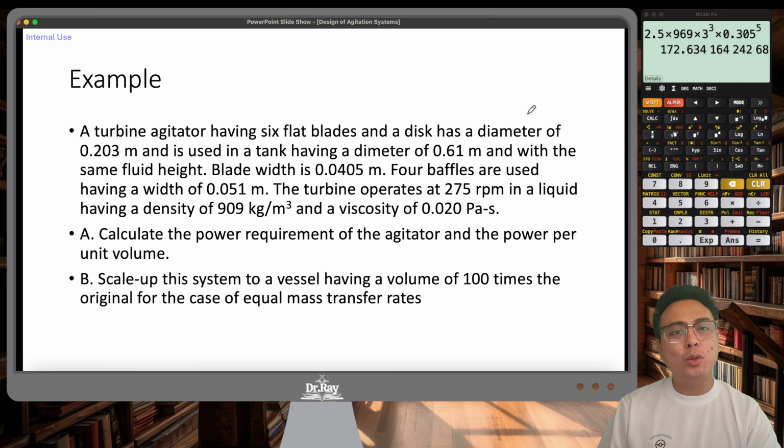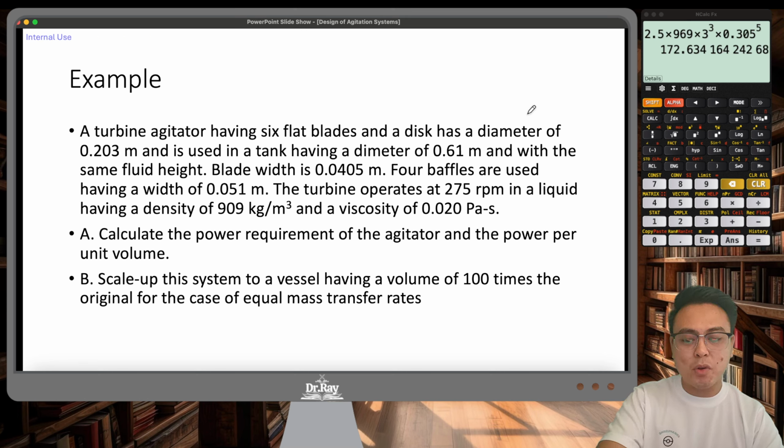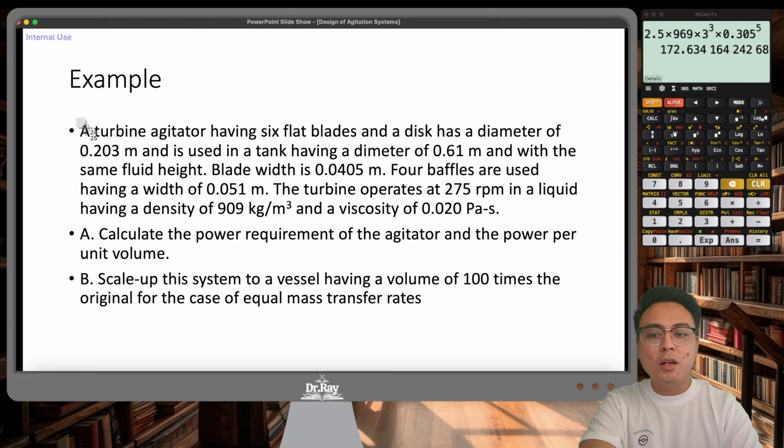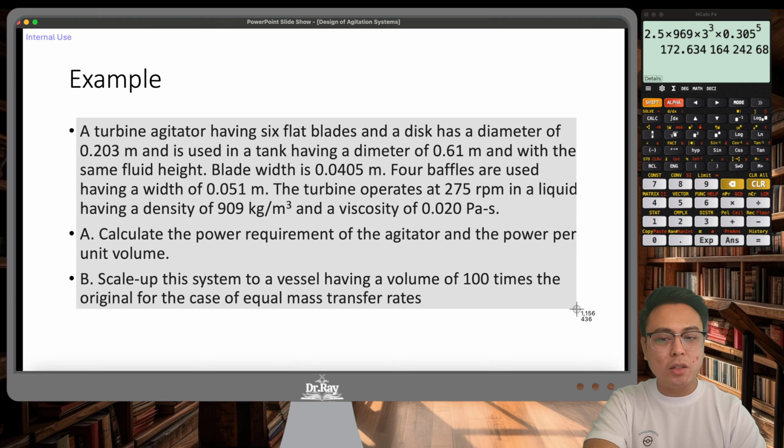Now let's try to apply all of those scale up and scale down principles to this example right here. We will get to apply all of those equations that we described.